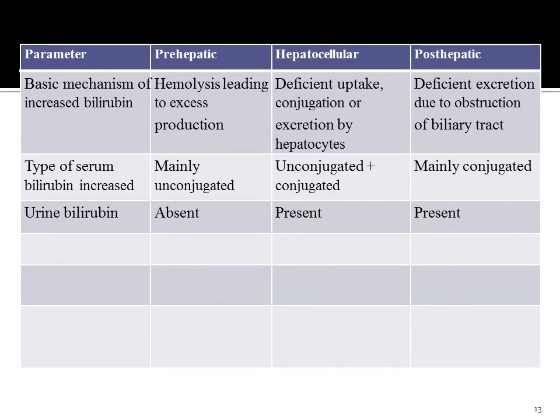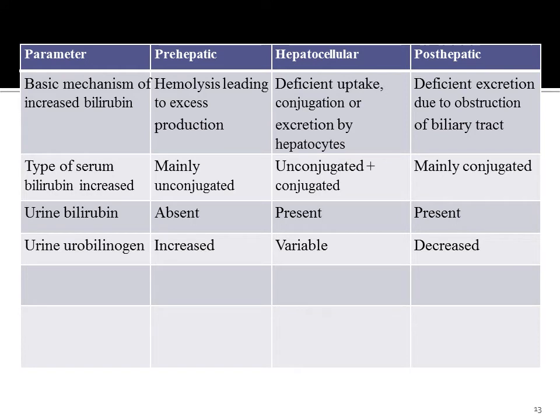Third point is urine bilirubin level. In prehepatic, because the raised bilirubin is of indirect type, it is absent in urine. In hepatocellular it is present, and in post-hepatic or obstructive type also it is present.